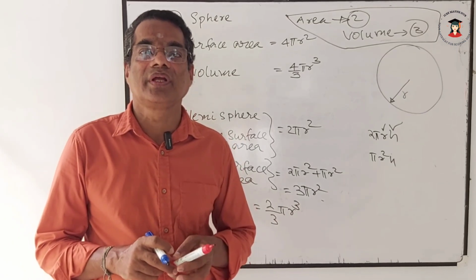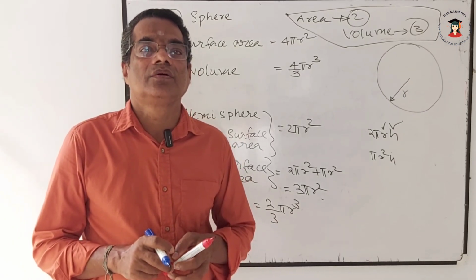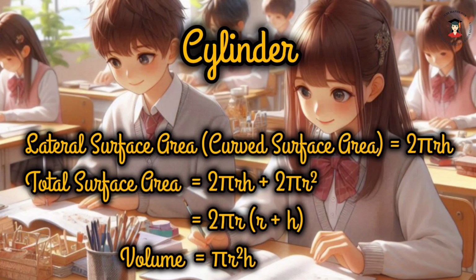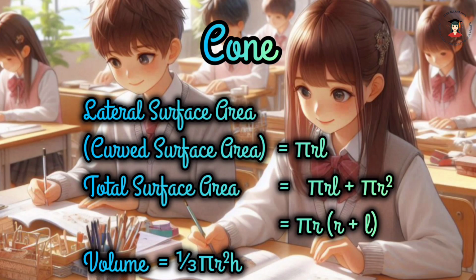So what we have studied today is cylinder, cone and sphere. Cylinder: lateral surface area is 2 pi r h. Total surface area is 2 pi r h plus 2 pi r square. Volume is pi r square h. Cone: lateral surface area is pi r l. Total surface area is pi r l plus pi r square. Volume is 1 by 3 pi r square h.